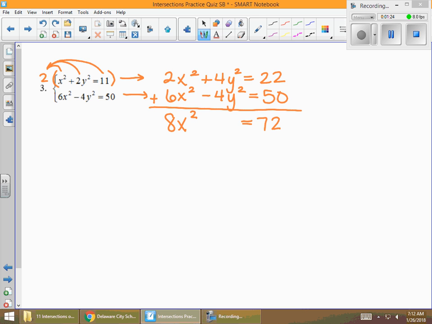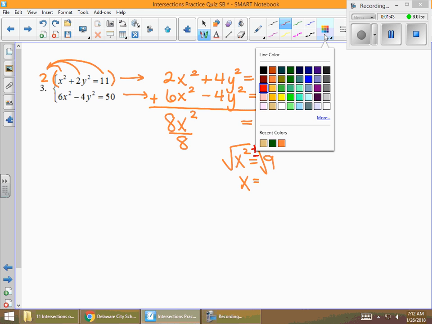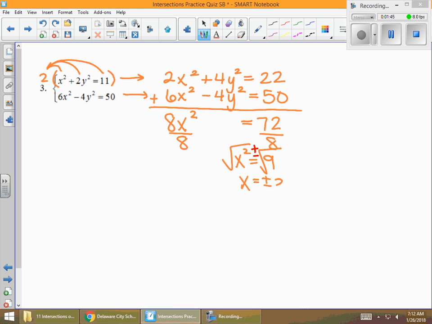Divide both sides by 8 and take the square root. When you take the square root in a problem, you have to have a plus and minus. So it's going to give you a positive and negative 3. Those are your x values.